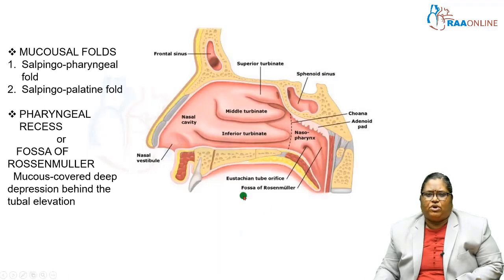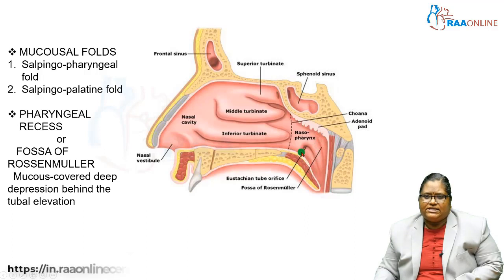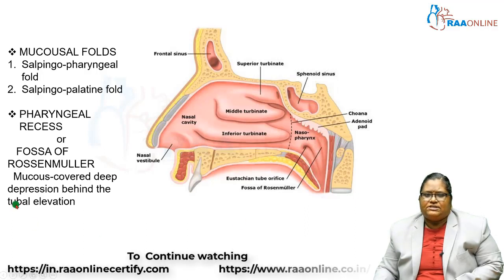What are the mucous folds you will see here in the nasopharynx? One is the salpingopharyngeal fold and the salpingopalatine fold. There is a pharyngeal recess or fossa of Rosenmuller. This is the fossa of Rosenmuller. This is the Eustachian tube orifice. So, this fossa of Rosenmuller is a mucus covered deep depression behind the tubal elevation.